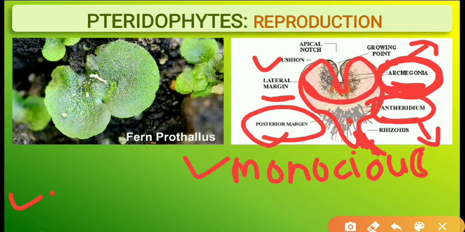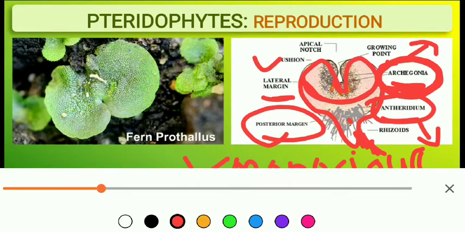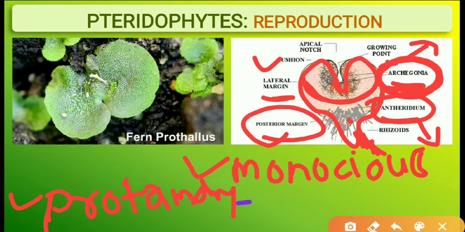But here a condition exists which is called protandry. Protandry means what? When the male sex organ develops or matures before the female sex organ, such a condition is called protandry.